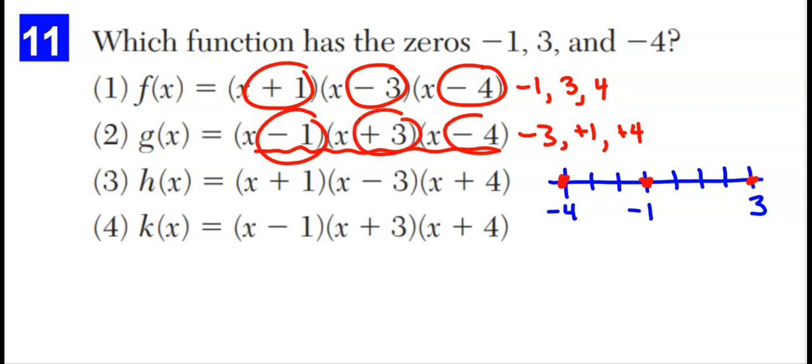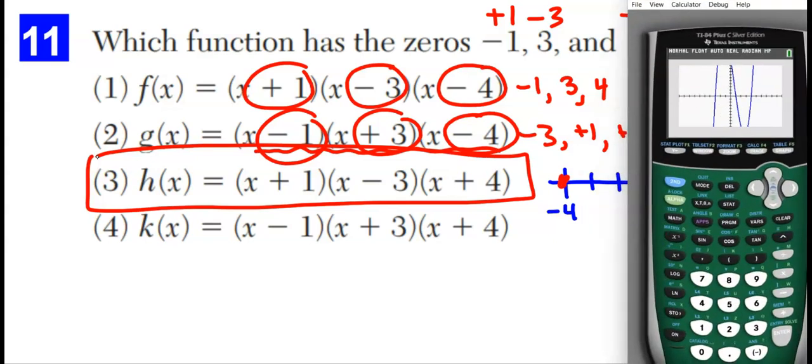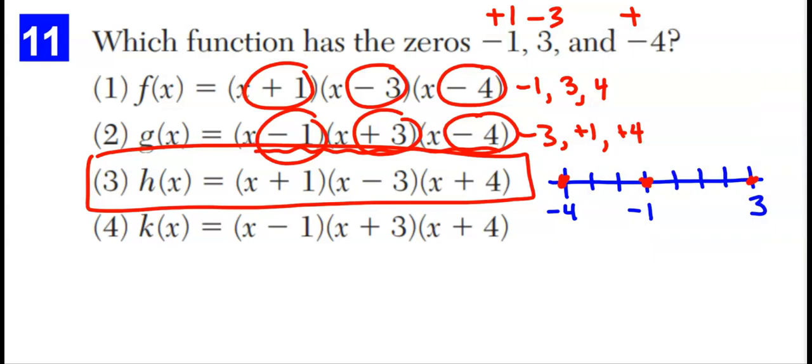Do you see how it's always the opposite of these factors here? So if that's the case, then I need factors that have a positive 1, a negative 3, and a positive 4. Just like this one. But you can always double check by looking at the drawing. And there they are, negative 4, negative 1, and positive 3.